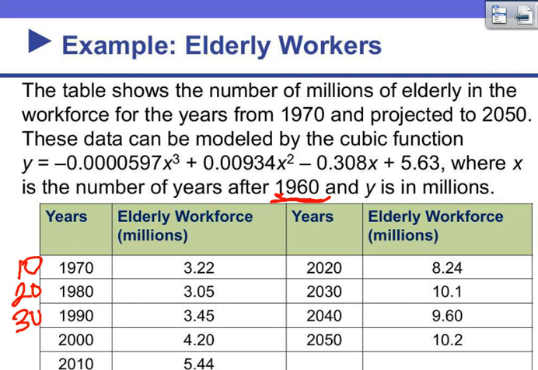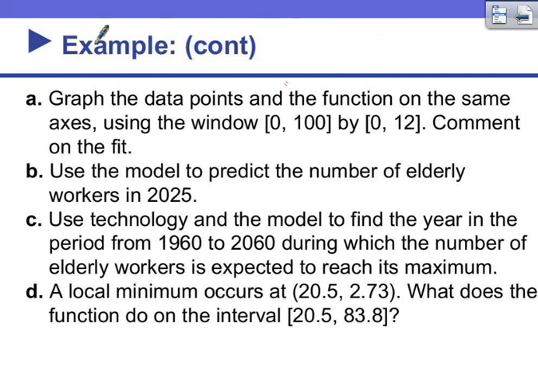The questions for this problem are asking us to graph the data points and the function on the same axes using this window. So first of all, we have our data in our calculator. How do we get it to show up on the graph? We have to turn the scatter plot on. So to turn it on, you go to second y equals, where it says stat plot on your calculator, and make sure it's on.